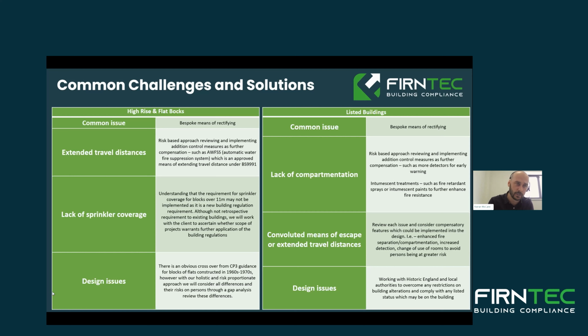Again, very different. Listed buildings can be all shapes and sizes, so it's quite relevant, especially if you are doing construction design or making any changes to these buildings, that you review each issue and consider compensatory features which could be implemented in the design. And then finally, design issues. So working with Historic England and local authorities to overcome any restrictions on building alterations and comply with listed status which might be on the building.